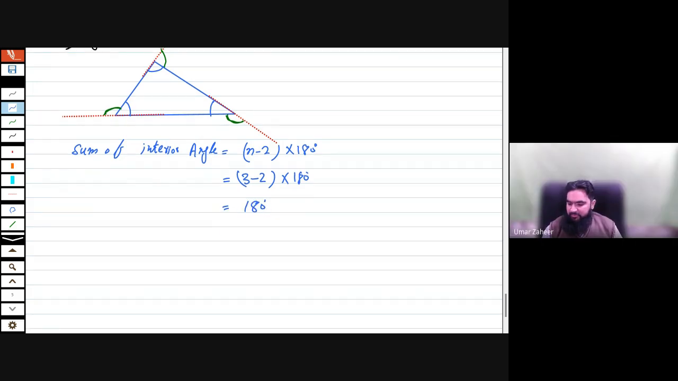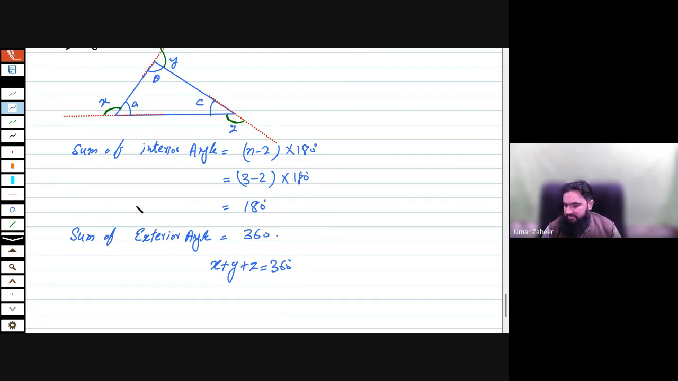In the same way, we have to know that the sum of exterior angles is equal to 360. Let's say it is x, it is y here, it is z. So you must be pretty sure x plus y plus z is equal to 360. And the sum of the interior angles, it is A, it is B, it is C, the sum of the interior angles is equal to 180 degrees.